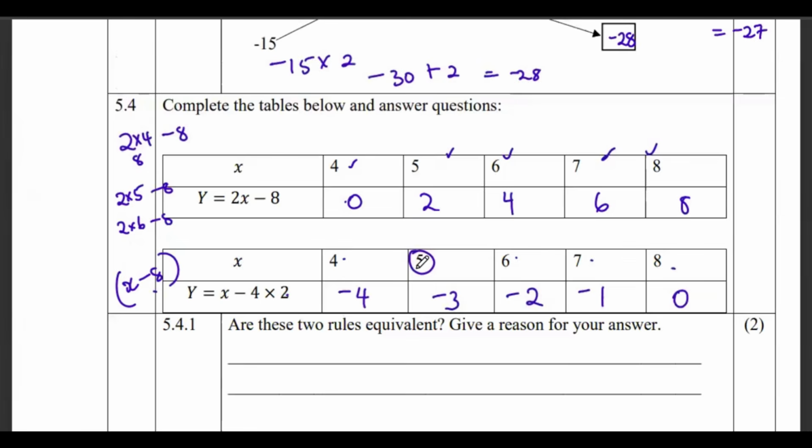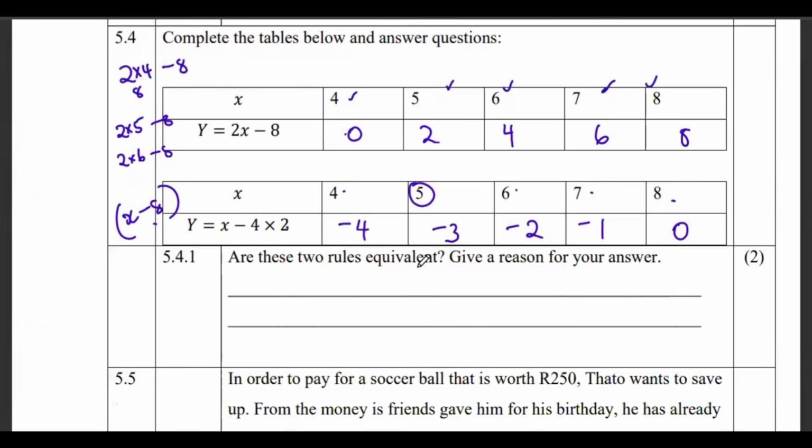Then 5.1.2, asking us, are the two rules the same? The answer is a no. Why are the two rules different? Because you can see there's a 0 here, there's a negative 4. There's a 2 here, there's a negative 3. So we can say that the output values are different.